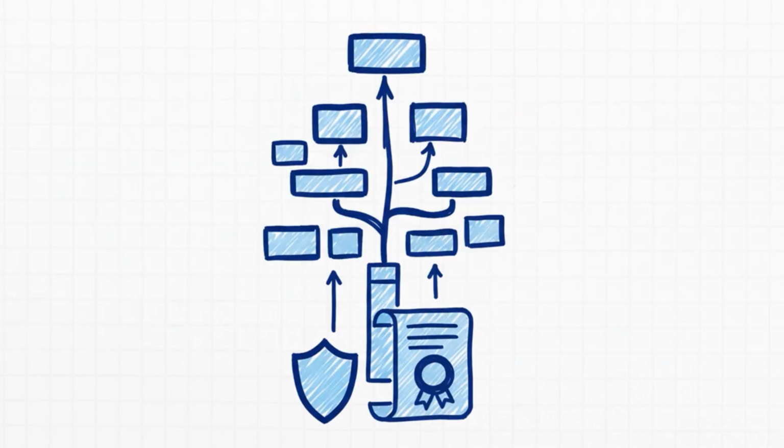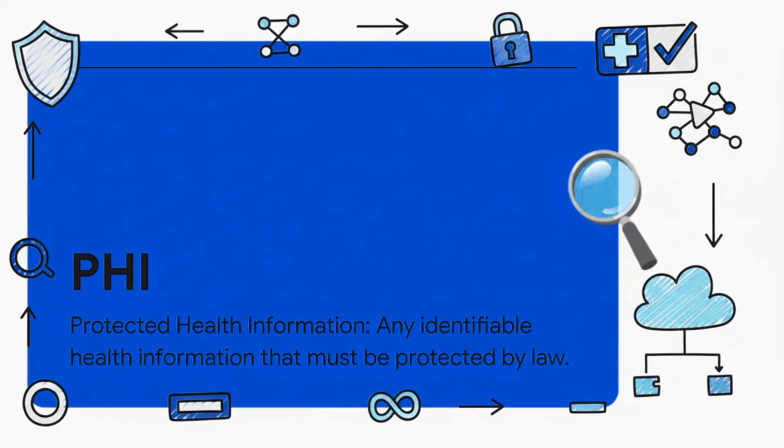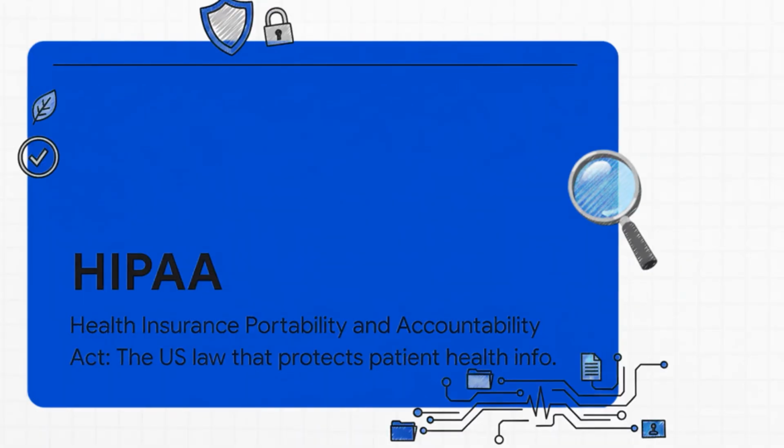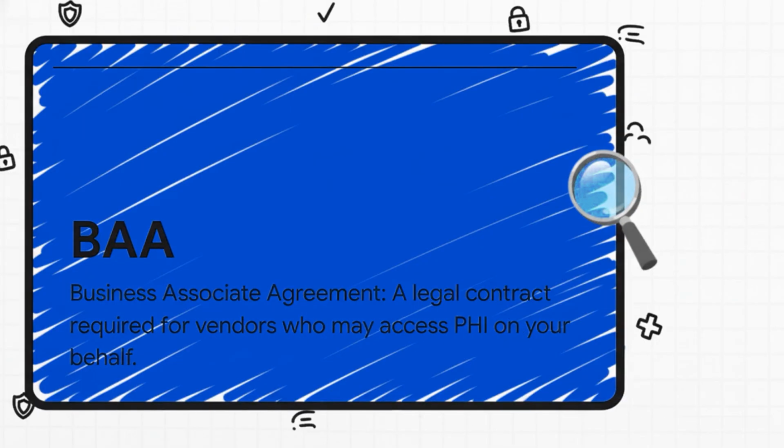Okay, section 2, compliance. And listen, don't think of this as a roadblock. It's a design guide. So first things first, will your app handle PHI? Because if it does, the game completely changes. And if the answer is yes, then HIPAA isn't optional. You've got to follow its security and privacy rules. Think of a BAA as a required legal contract with any vendor that might touch that sensitive data.